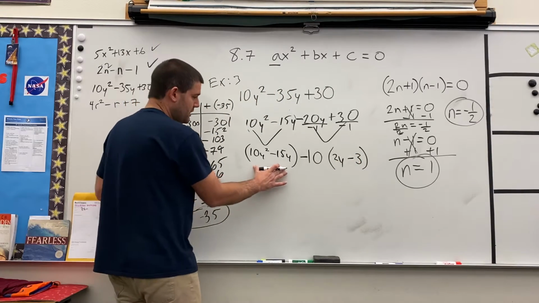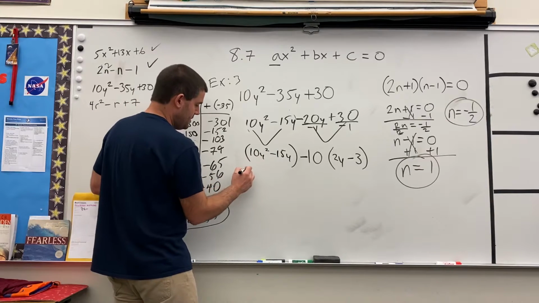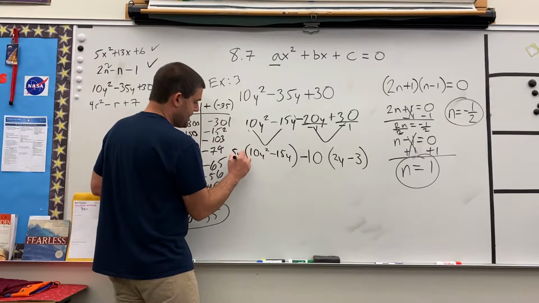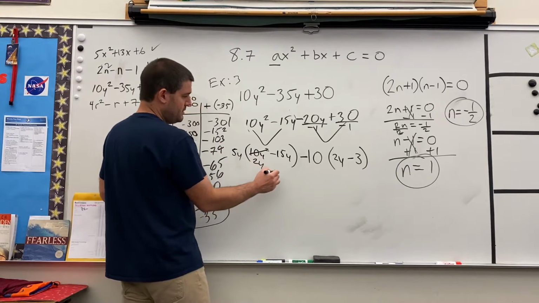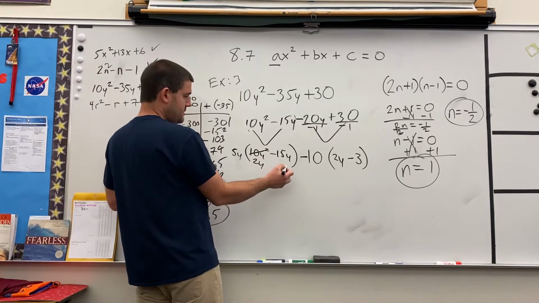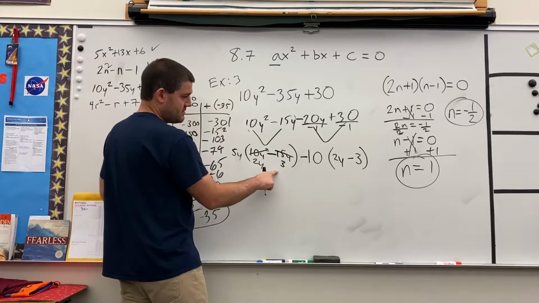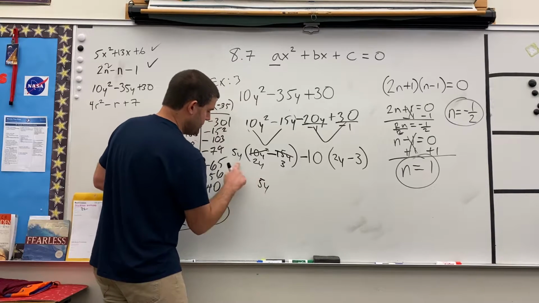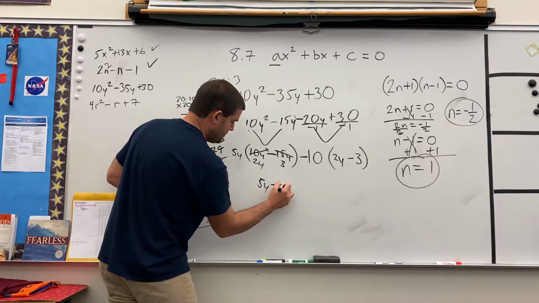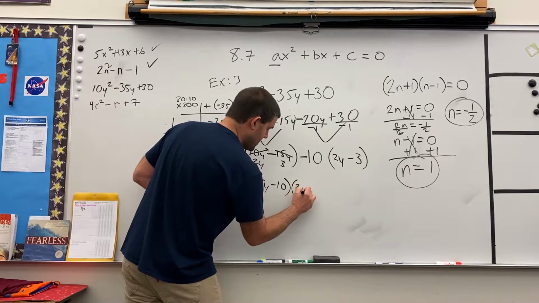Okay, what are we going to pull out of here? I'm going to pull out a 5 and a y. So I make this a 5y, and then this becomes 2y, and this becomes a 3. And if you look, these guys are the same thing. So we have our 5y minus 10, parentheses 2y minus 3.